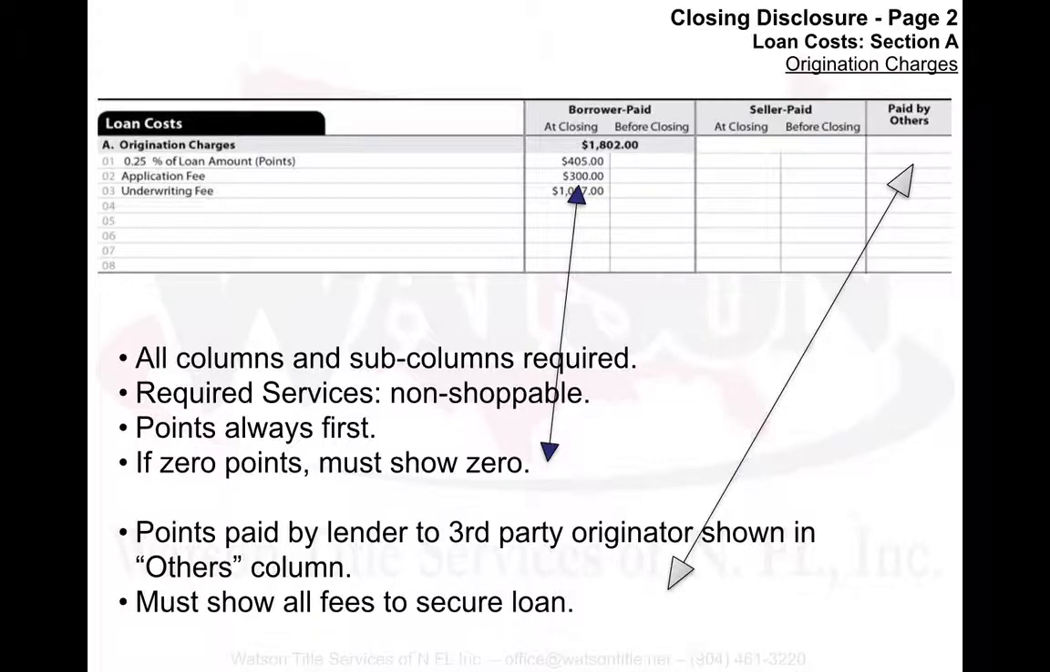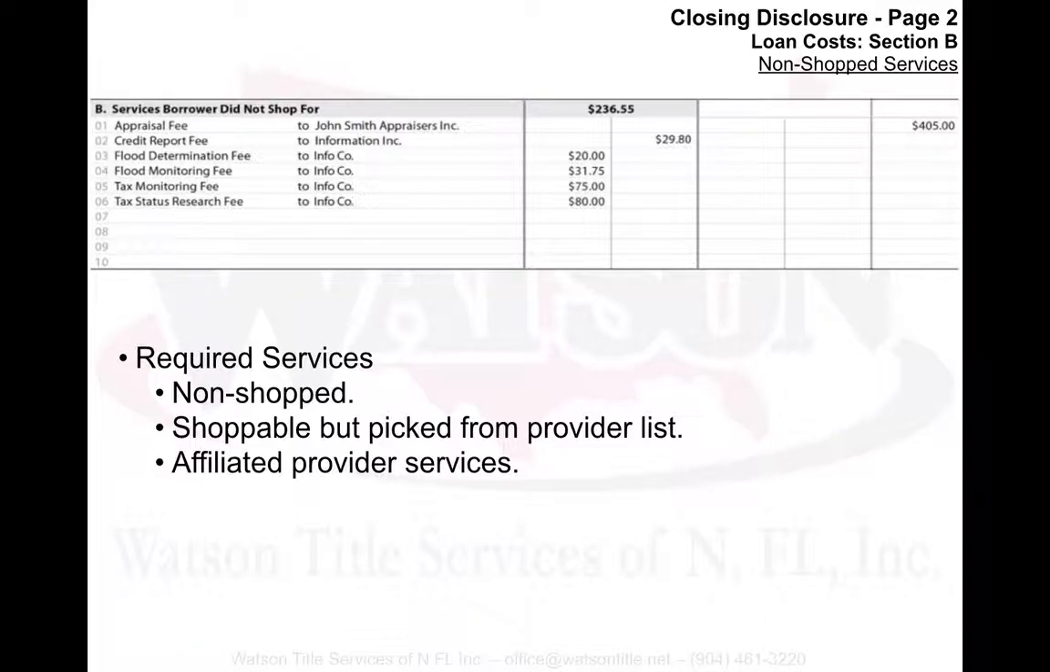The paid by others column will be used for any third-party fees that are attributable to securing the loan. For example, if there is a third-party originator that the buyer pays a fee to, then it will show in the others column as paid by others. Now for section B. This section lists any services that were not shoppable or were shoppable, but the consumer selected a third-party vendor from the provider list, or the service was provided by an affiliate of the lender.